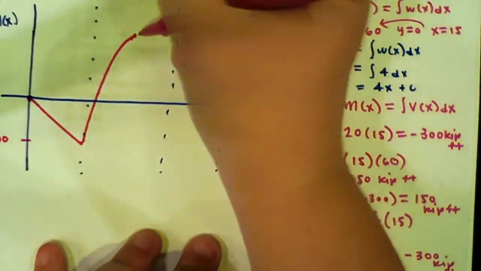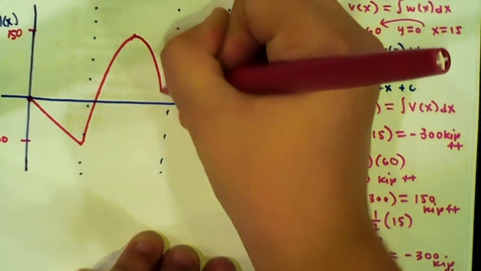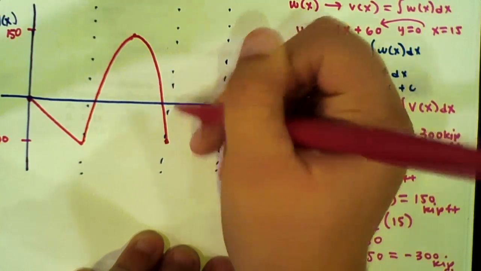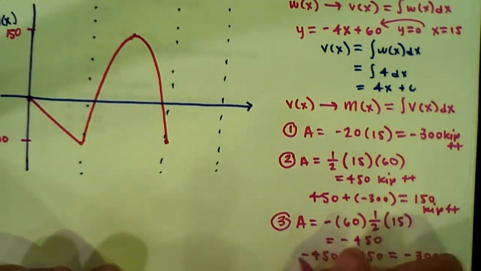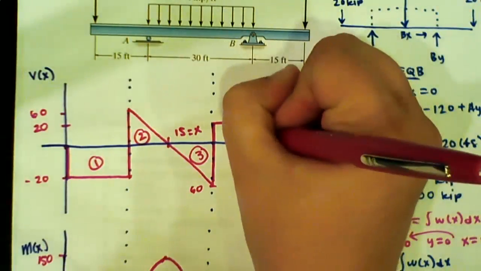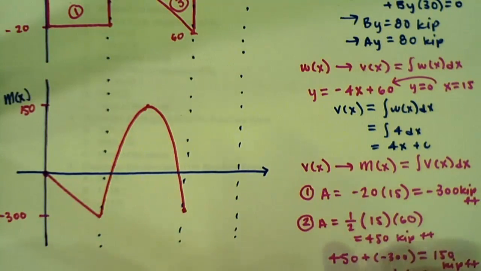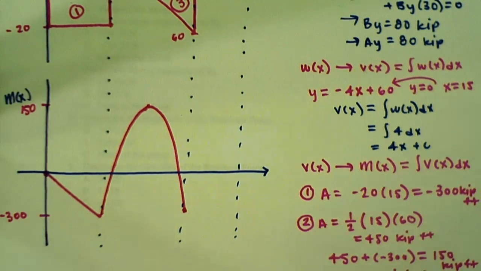So our moment is going to go from our 150 up here down back to 300, negative 300. And then again, do the same thing that we did before, the area of our shear for our rectangle here. It's just going to be 20 times 15, which is going to be 300 kip feet.